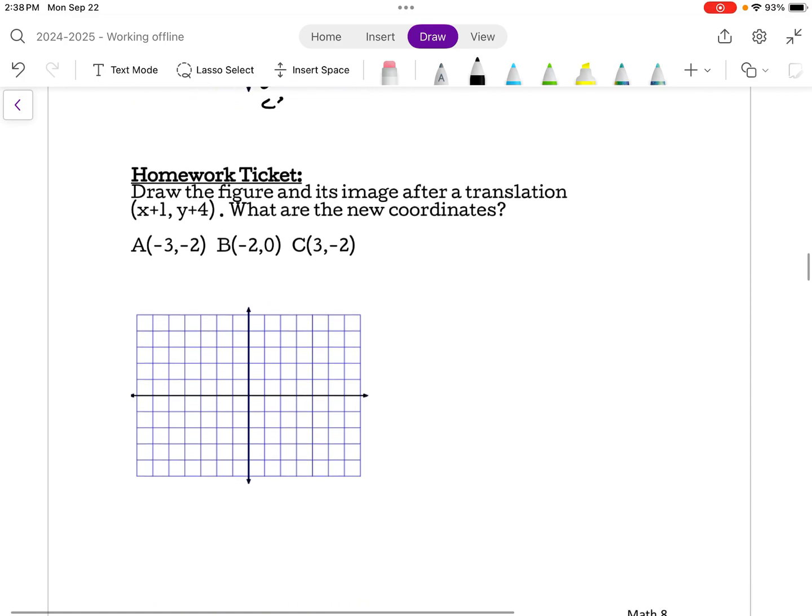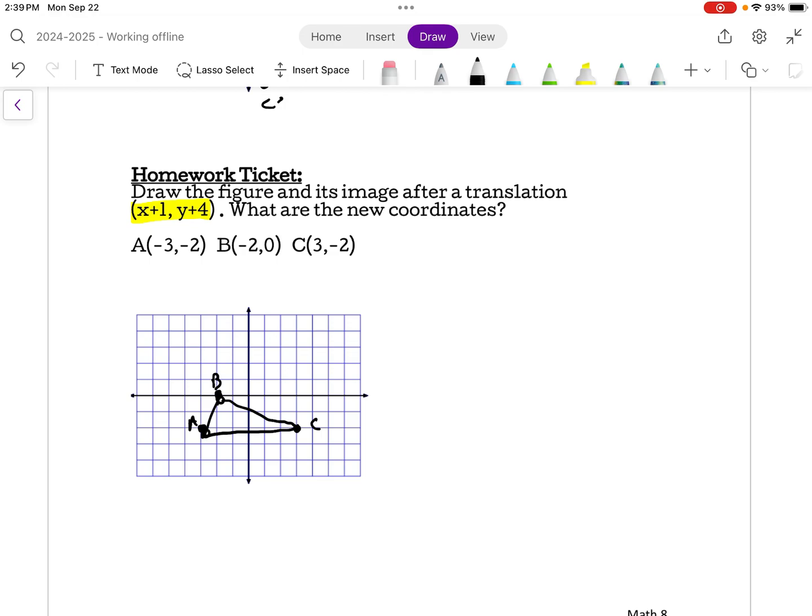All right, let's end with this homework ticket problem. So just like the problem above, I'm first going to plot these points. So A is 3 to the left, 2 down. B is 2 to the left, 0 up and down, and then C would be 3 to the right and 2 down. There's my triangle. What I have to do is apply the rule that I just highlighted, and that tells me that I'm going to move 1 to the right and 4 up.